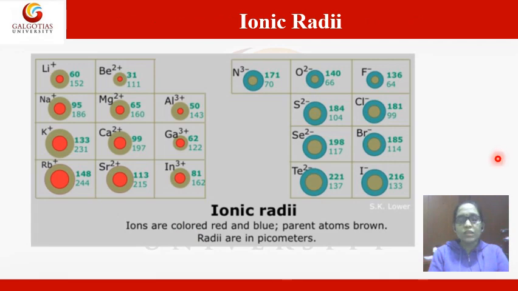So let us see the trend of ionic radius. When you are moving down a group, the ionic radius increases, here and also in all the groups. But when we are going across a period, it decreases here, again it increases, then again it decreases. So in a period the trend is not regular for the ionic radius.